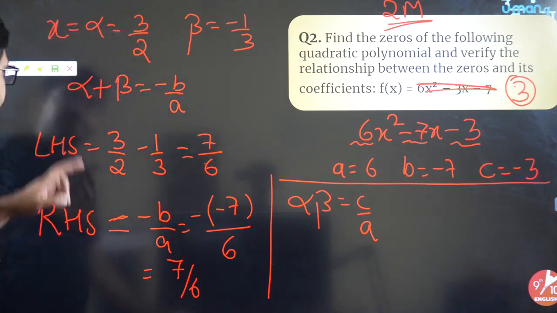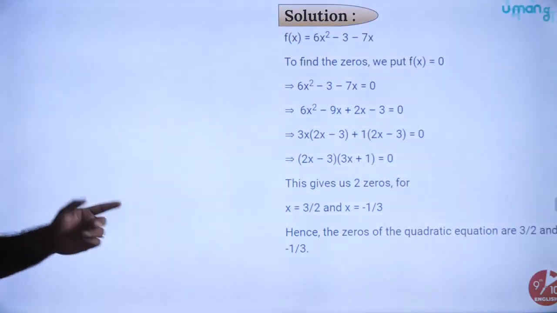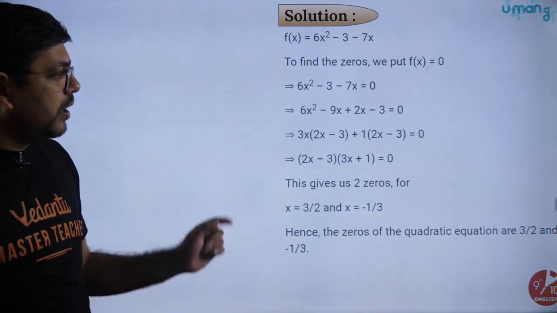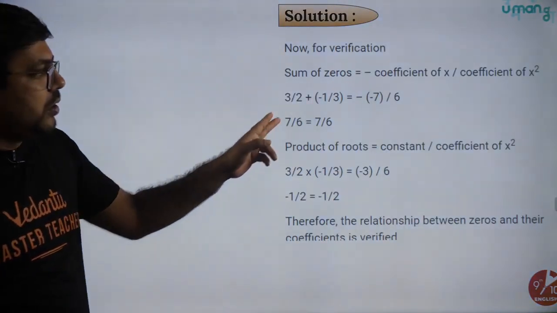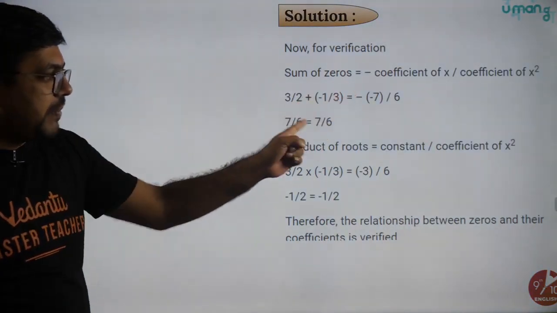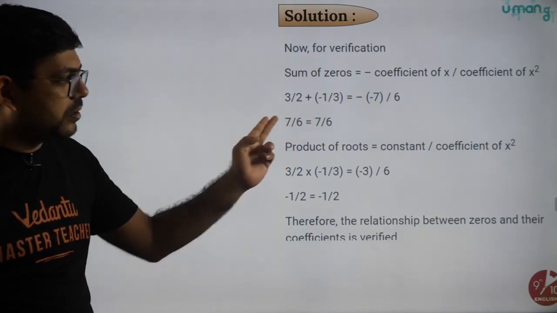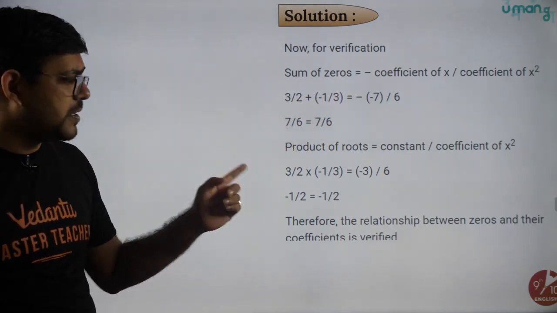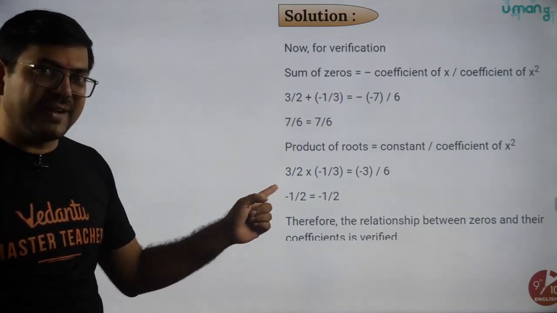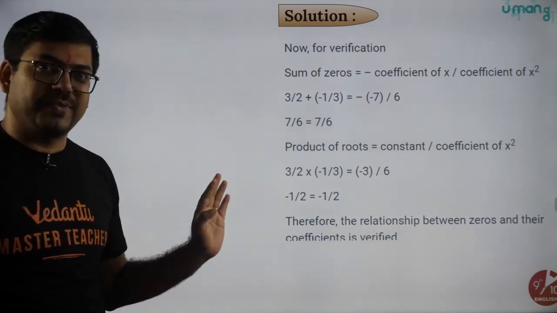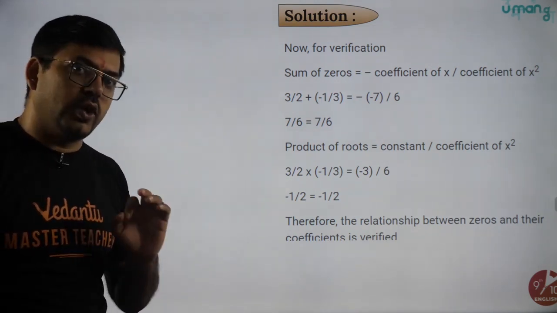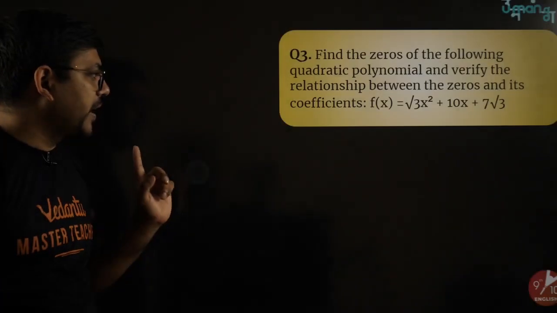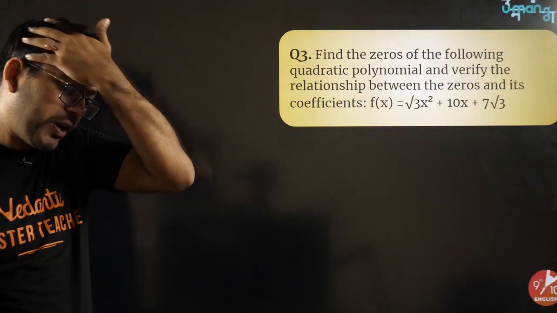Let's move on. So the solution is the same, 3 by 2 and minus 1 by 3. And thereafter you need to do the LHS and RHS. So minus 7 by 6, we also got the same thing. Product of the zeros, what I was saying, minus 1 by 2. So the same thing. We'll be able to solve it completely. Moving ahead to the next question, here is the next one. Come on everyone, read it out.